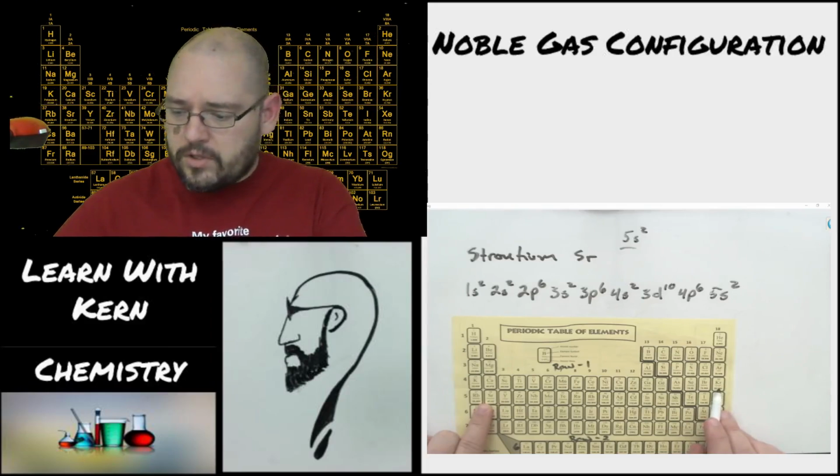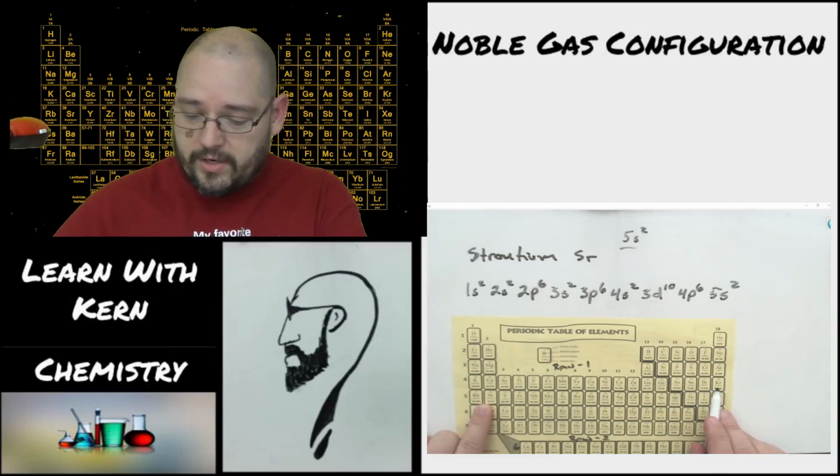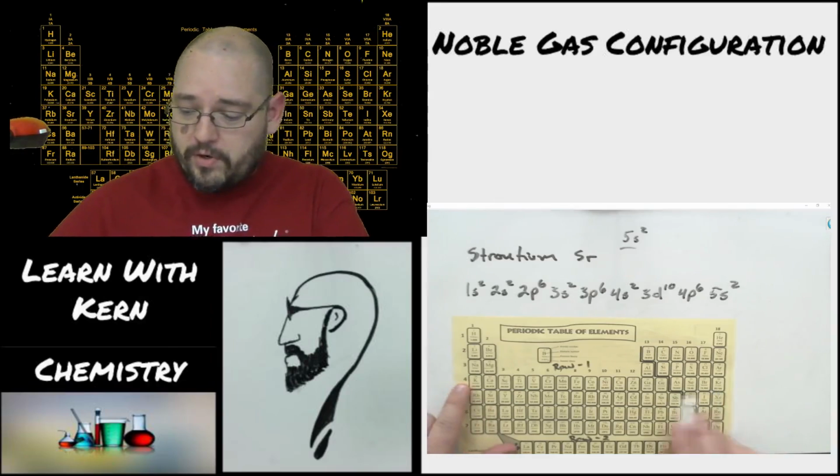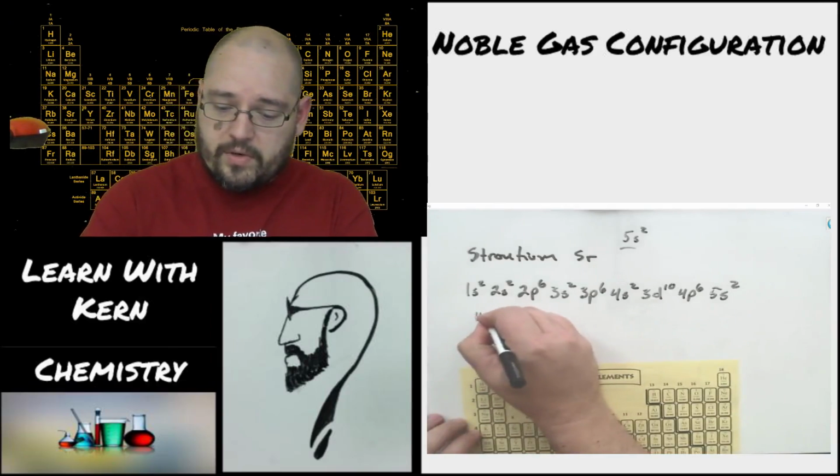All right. So I'm going to write out the full electron configuration for krypton real quick so you can see the point that we're going to make and why this is a shortcut. Krypton is in period 4, p block, 6th element. So krypton is going to end, I'll go ahead and write this out.